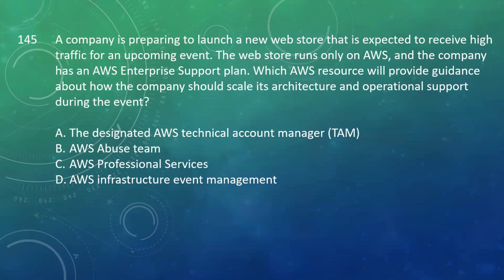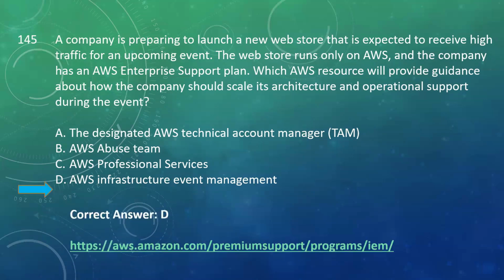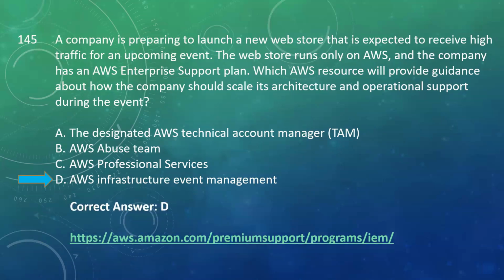Your options are the designated AWS Technical Account Manager, also called TAM, AWS Abuse Team, AWS Professional Services, and AWS Infrastructure Event Management. The correct answer here is option D, AWS Infrastructure Event Management, also called IEM. They offer architectural and scaling guidance and operational support during the preparation and execution of planned events such as shopping holidays, product launches, and migrations.